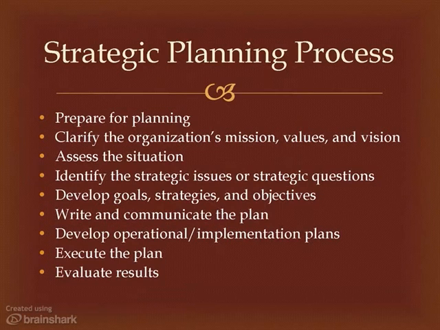So let's discuss the strategic planning process. This is preparing for planning and clarifying the organization's mission, values, and vision, assessing the current situation, identifying the strategic issues or strategic questions, developing goals, strategies, and objectives, writing and communicating the plan, developing operational and implementation plans, executing the plan, evaluating the results. So this is the process that nonprofit organizations will go through for the strategic planning process.